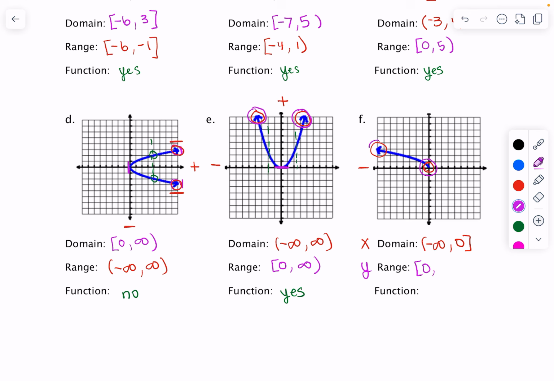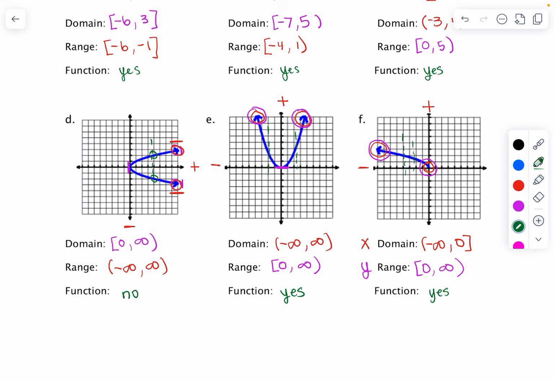And my highest point is right here. That's an arrow. Remembering that going up is positive. So my range is going to be 0 to positive infinity with a parenthesis. When I draw my line through, it only touches once. So yes, this is a function.